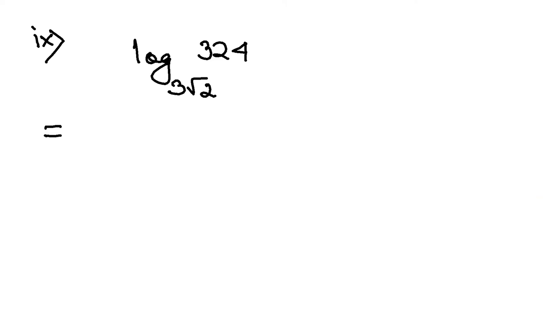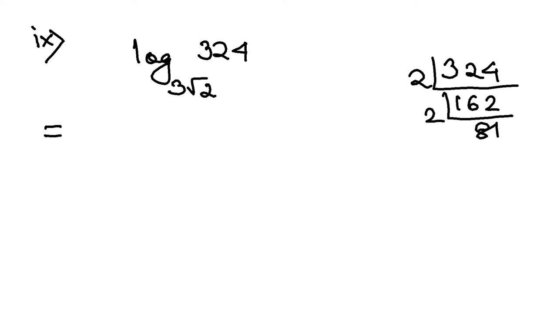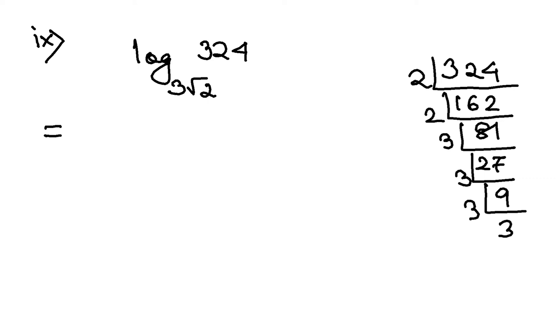Alright, so this is question number 9, log 324 base 3 root 2. Now this will be interesting. What I'll do now, I'll prime factorize 324, so by 2 this will be 162, by 2 is 81, by 3 27, by 3 9, by 3 3. Alright, look at the base over here. Concentrate on the base. Base is 3 root 2. So how many 3's are there? 3 to the power 4. But I have root 2 over here.